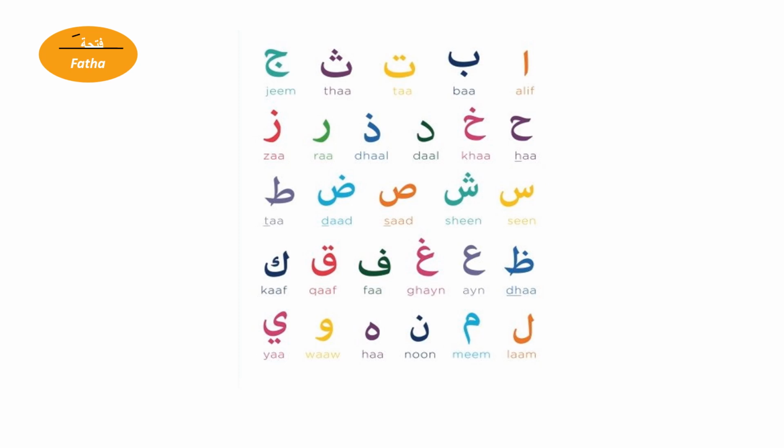Let's start with the first short vowel. The first short vowel, we call it Fatha, and anytime you see Fatha, you have to add an A sound. And Fatha, we write it above the letters.